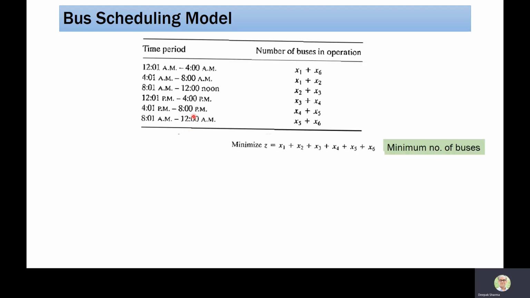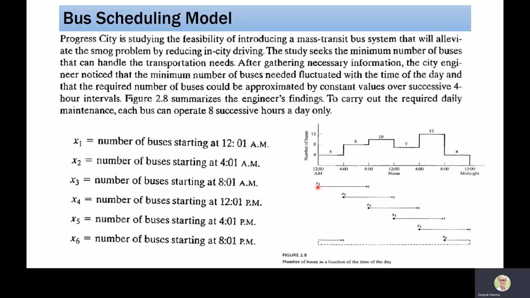These are given. So we can write that from 12 to 4 a.m. we need X1 plus X6. So let us go back. If we see how many buses are running between 12 a.m. to 4 a.m., we know that X1 is running. And if we look at X6, which started at 8 p.m. and finishes at 4 a.m., those buses are also running at the same time.